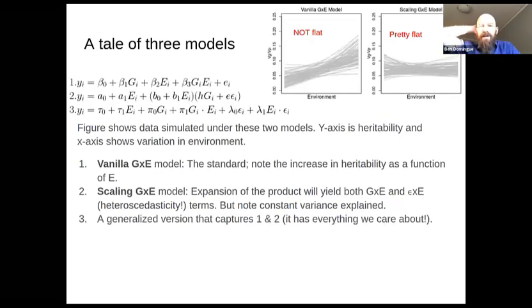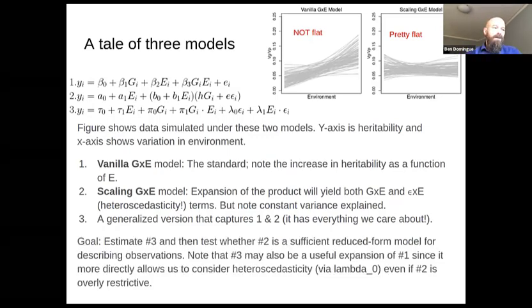The third model is our generalized model that captures both models 1 and 2. It's a model that basically contains everything we care about. It contains main effects for gene and environment, a GxE term, and then it also is going to allow for environmental heteroscedasticity, right? That's the key part. So let me talk more about models 2 and 3. The goal here is going to be to estimate model 3 and then to ask whether model 2 is a sufficient reduced form model for describing the data.